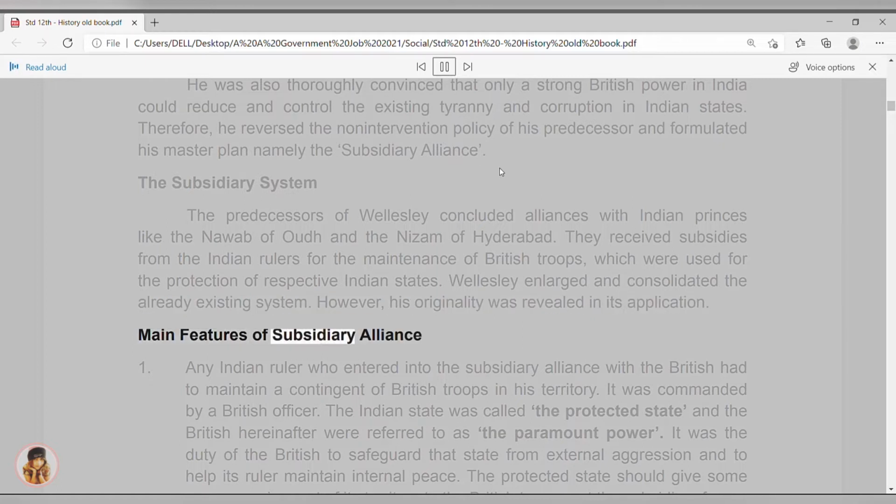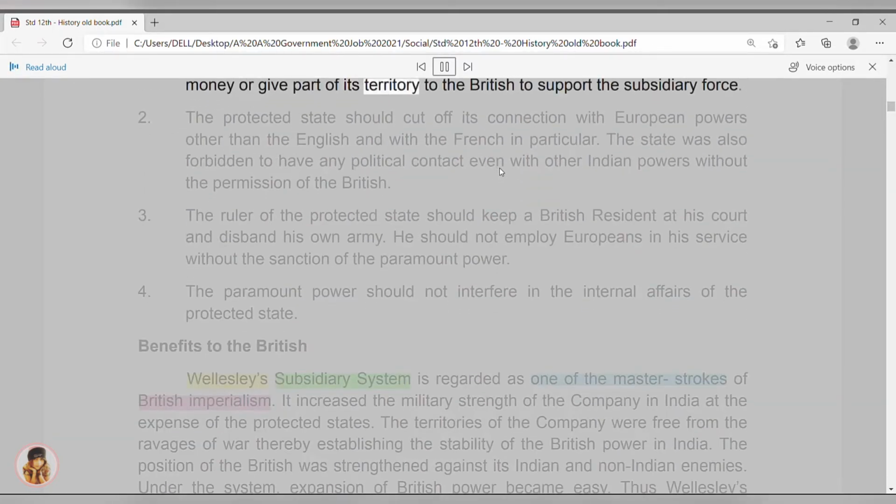Main features of subsidiary alliance. 1. Any Indian ruler who entered into the subsidiary alliance with the British had to maintain a contingent of British troops in his territory. It was commanded by a British officer. The Indian state was called the protected state, and the British hereinafter were referred to as the paramount power. It was the duty of the British to safeguard that state from external aggression, and to help its ruler maintain internal peace. The protected state should give some money or give part of its territory to the British to support the subsidiary force.